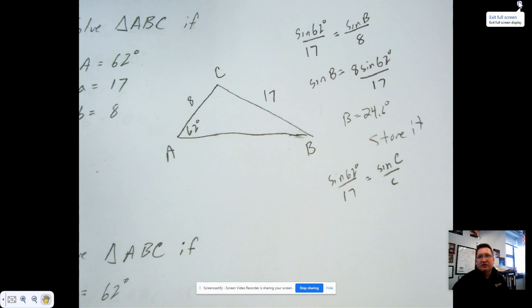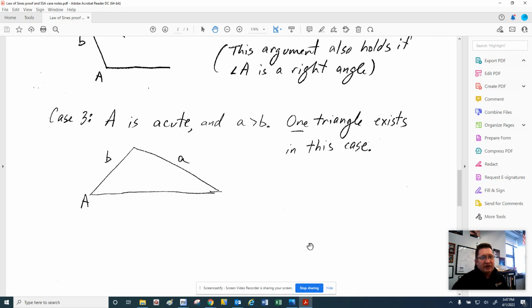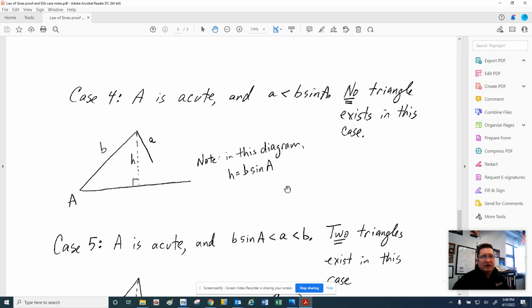Now, another case is such that angle A is acute, and the side A they give you is smaller than B, but not only is it smaller than B, it's smaller than this altitude. So it's smaller than B sine A. H is equal to B sine A. If you want, you could think sine A equals H over B. Again, sine A equals H over B. If that's the truth, then H would be equal to B times the sine of A.